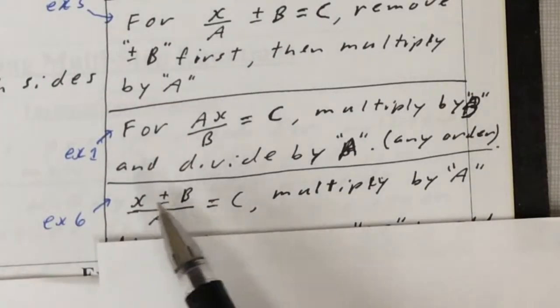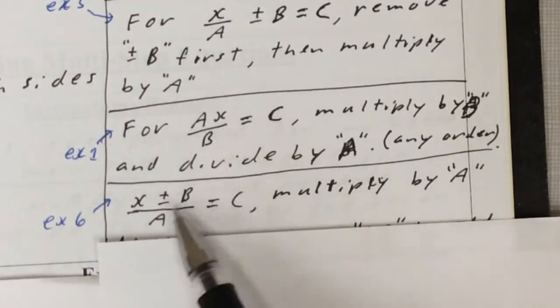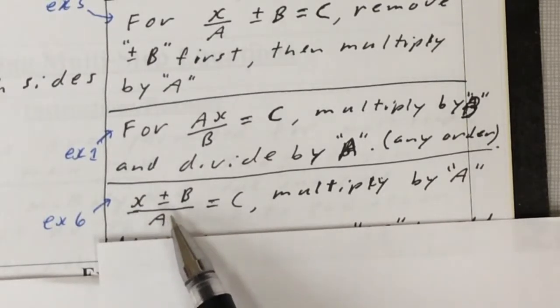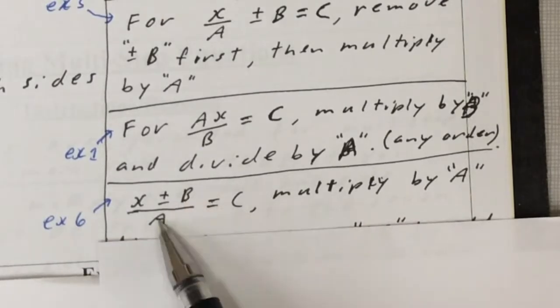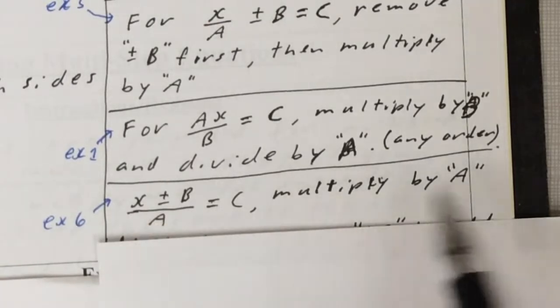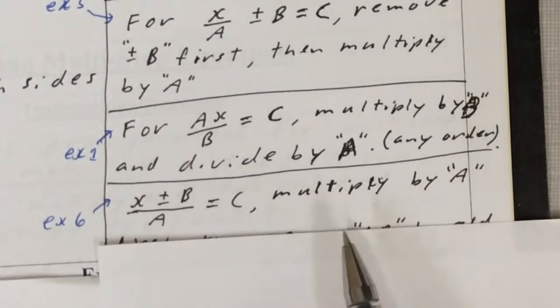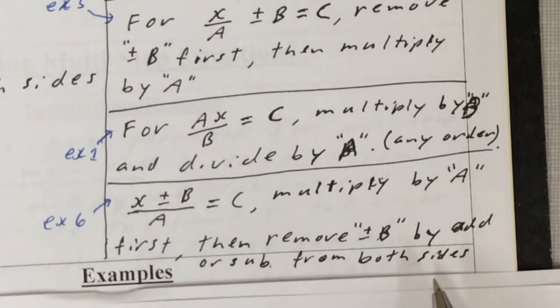And then you might have something that looks like this: x plus or minus b all divided by a. Instead of just the one term, it's the whole side. In that case, instead of adding or subtracting b first, it's not just b on this side, it's b divided by a. So what you want to do is multiply both sides by a to get rid of it, then remove the plus or minus b by adding or subtracting from both sides.